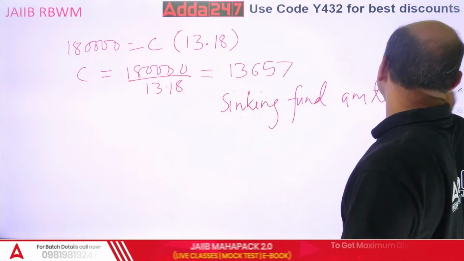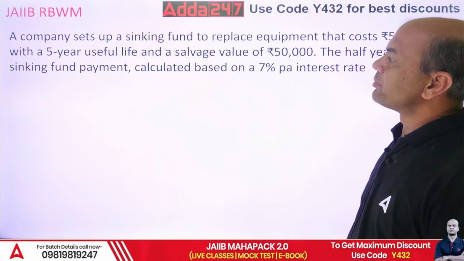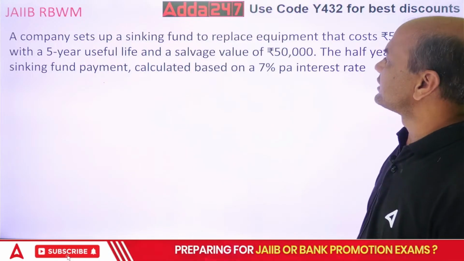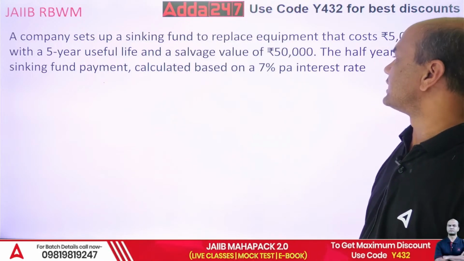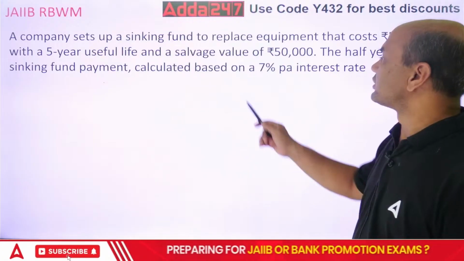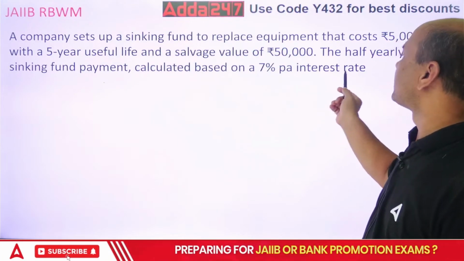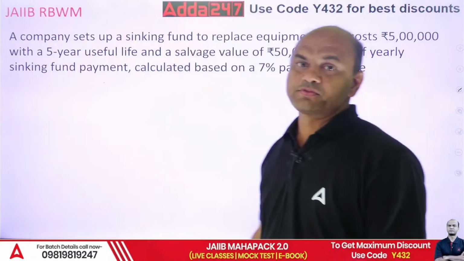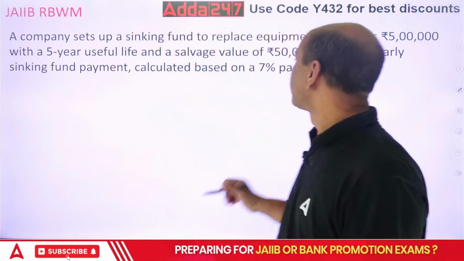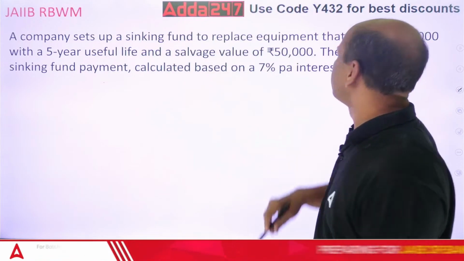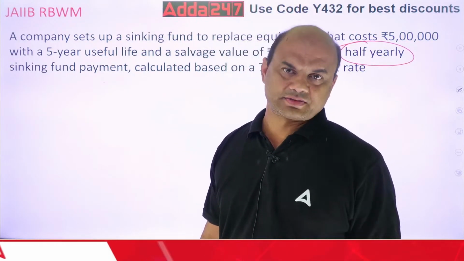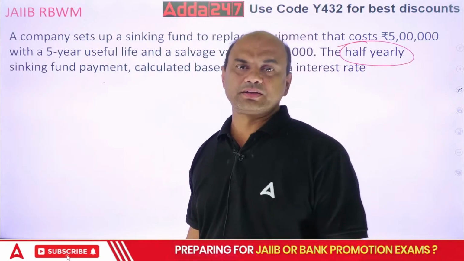Let's move on to the next one. A company sets up a sinking fund to replace equipment that cost rupees 5 lakh with a 5-year useful life and a salvage value of 50,000. The half-yearly sinking fund payment is calculated on the basis of 7% per annum interest. Very typical problem, same as the earlier one, but a slight change is there. The slight change is half-yearly, and the whole problem changes.